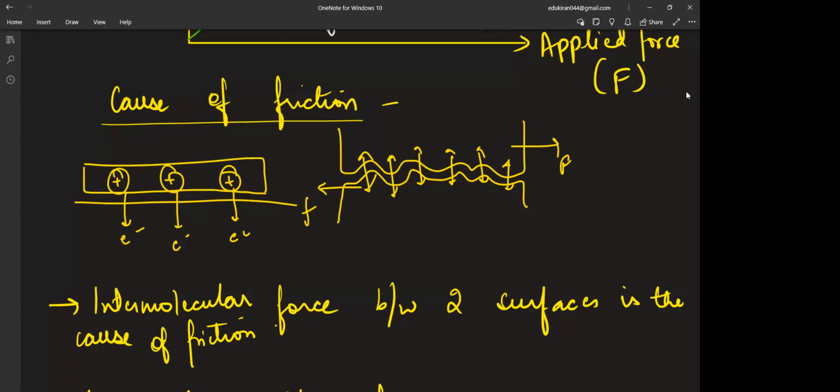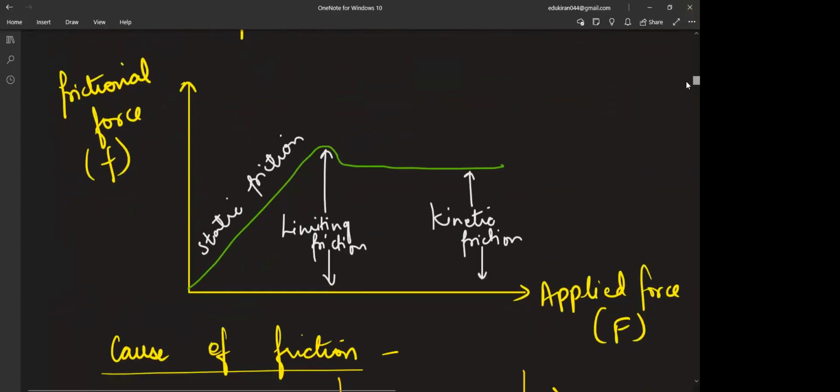Now can you scroll up to kinetic friction? Are you asking something? I just wanted to scroll. No, I just scroll. Okay, kinetic friction. Okay, okay.